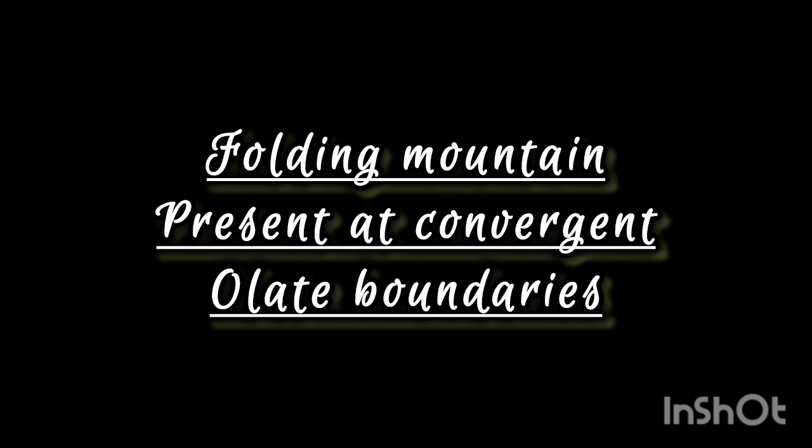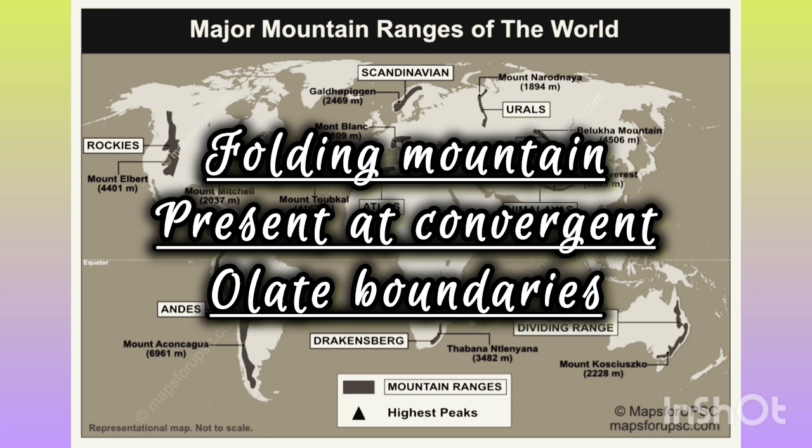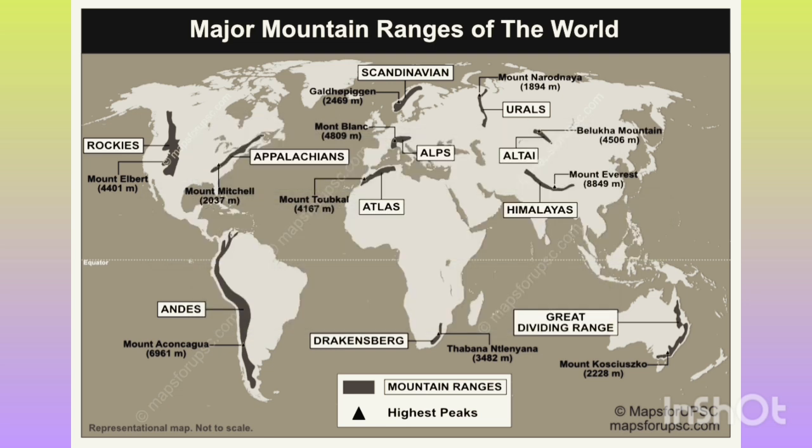Now here's the thing you have to remember. Folding mountains are present at the boundary of convergent plate boundaries. You can also see the map. There are multiple examples of folding mountains. With that said, let's conclude the video.